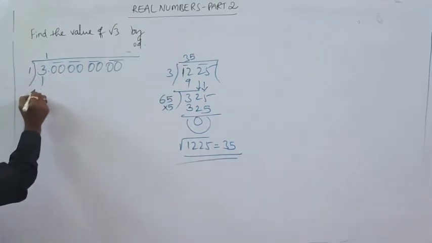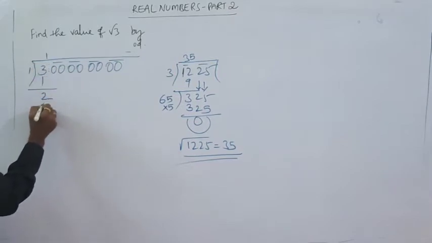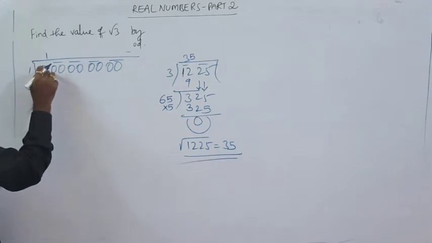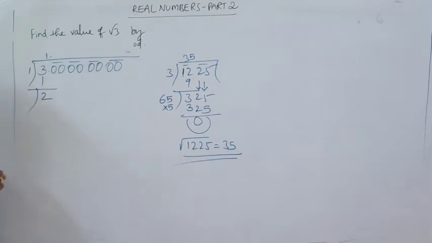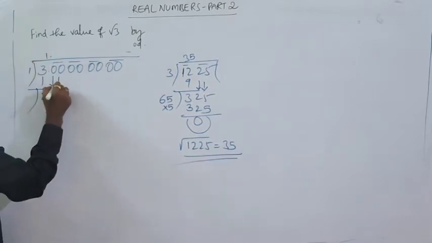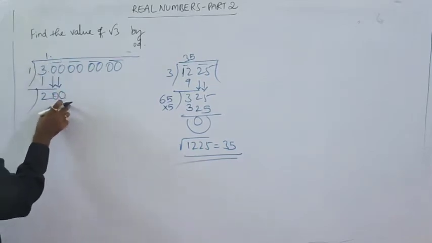So 1 1 are 1. So 1 into 1 is 1. Difference is 2. Yes. Next. Instead of placing the decimal point down, we have to write it in the quotient. We have to place it in the quotient and bring down the next 2 zeros. Bring down 2 zeros.